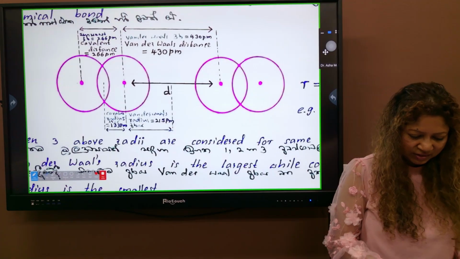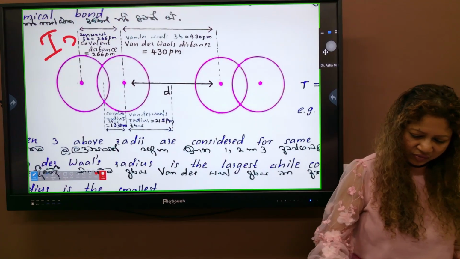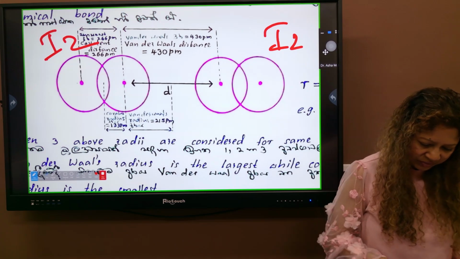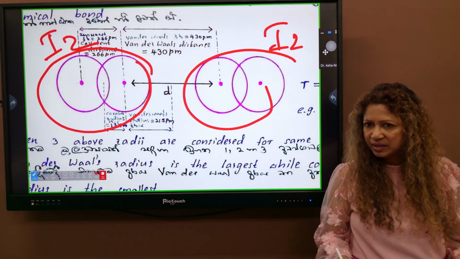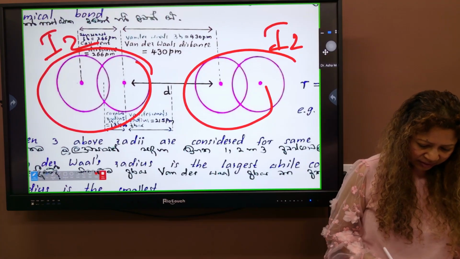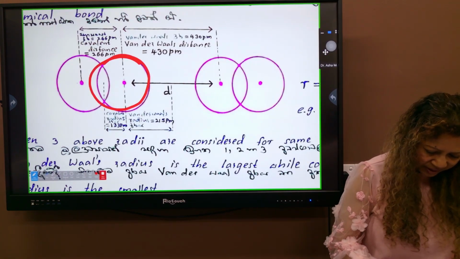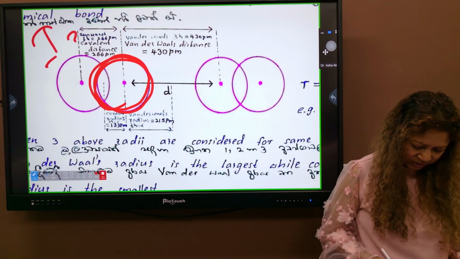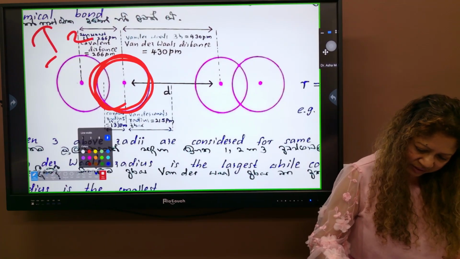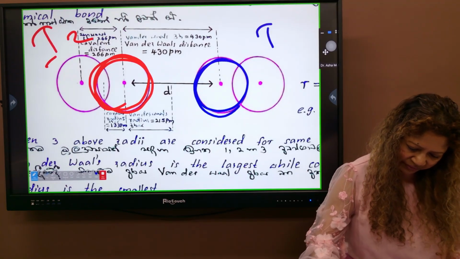So one I2, then the other I2. This is one I2 molecule and the other I2 molecule. And then the closest atom of this red I2, and then the closest atom of the blue I2.